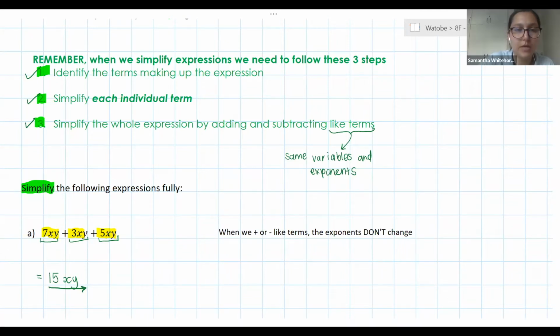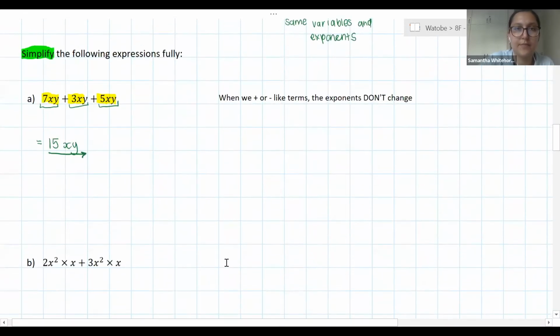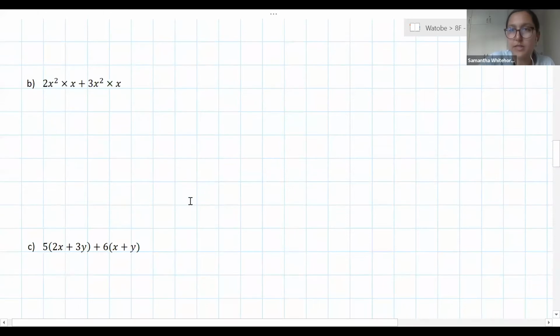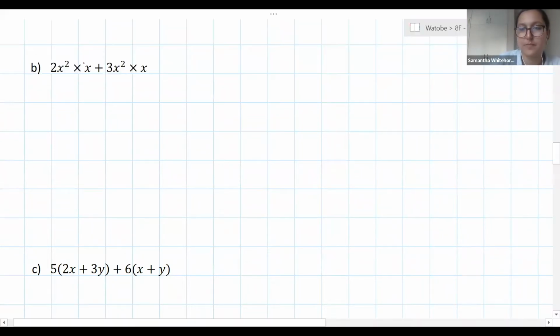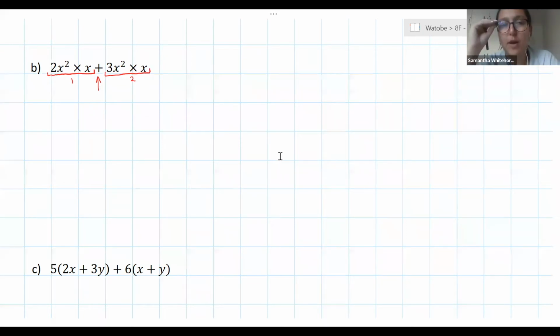Alrighty. So let's have a look at the second question here. Again, we're going to follow the same 3 steps. First thing I want to do is identify my terms. When we look for terms, we look for plus or minus signs. We don't care about division or multiplication. So the only plus sign I have here is that one over there, which essentially means that this is one whole term and this is another term. So I've got 2 terms in this expression. That's identifying my terms, which is step 1.